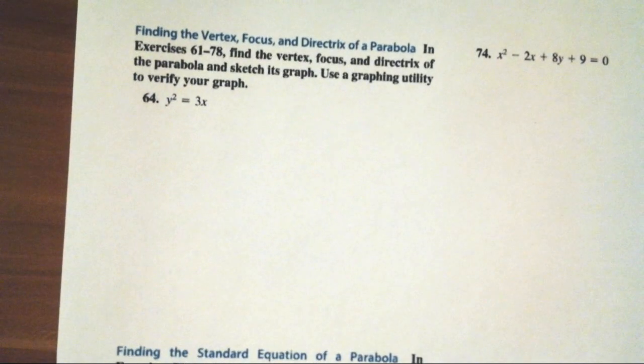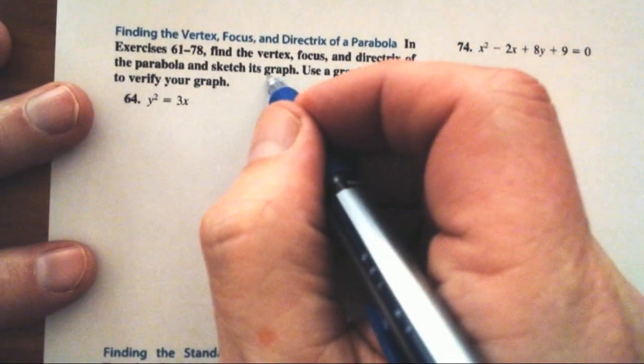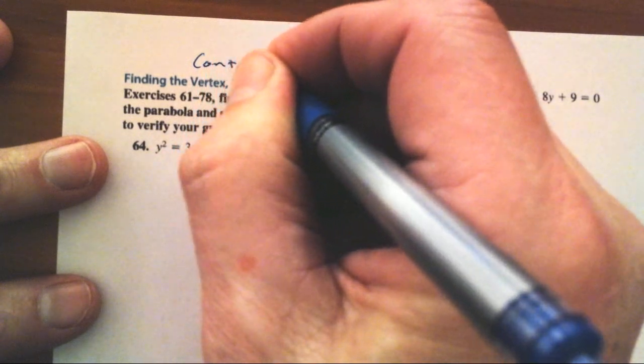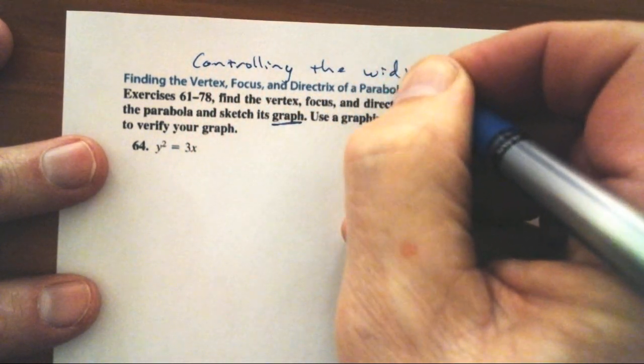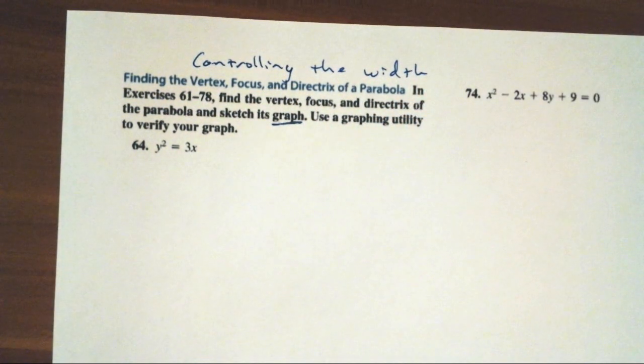Okay, one more page, 4 more examples here. They don't get much tougher, although with this graphing, we're going to really focus on controlling the width of the parabola, and that's going to come back to our geometric definition.